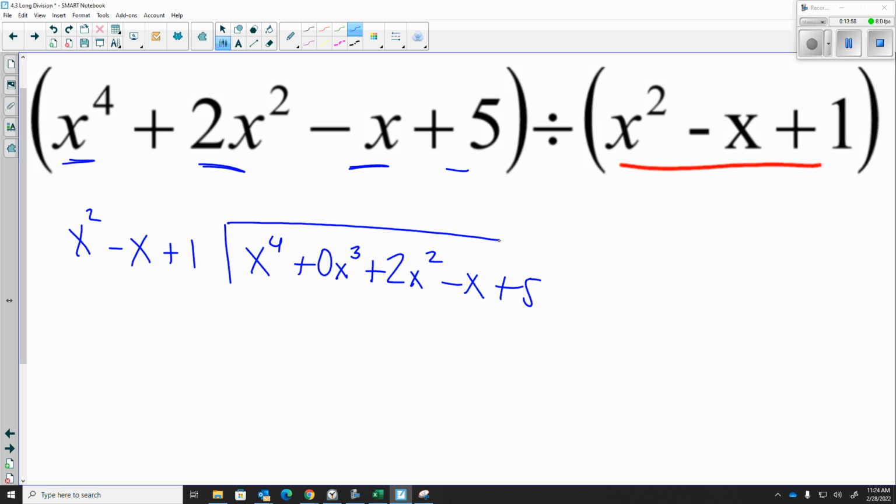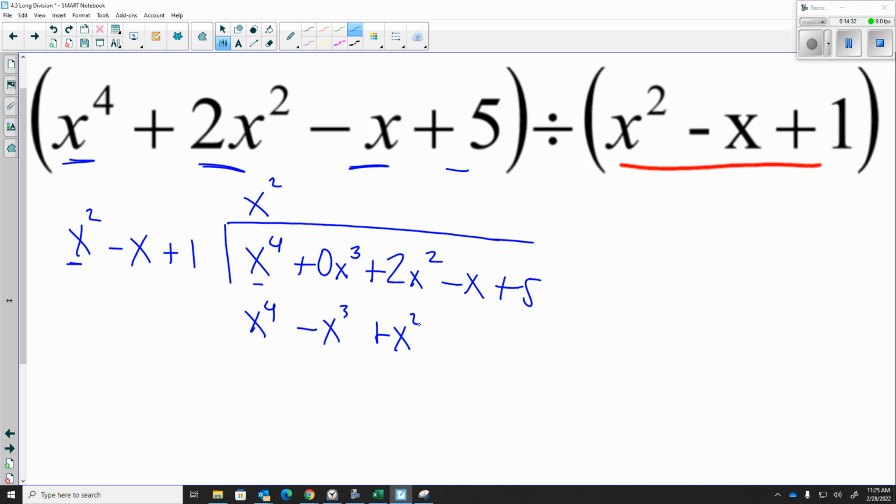All right. What do you need to multiply x squared by to get x to the 4th? Okay. So I got x squared. I'm going to multiply this by each of these pieces. Okay. X squared times x squared is x to the 4th. X squared times negative x is negative x cubed. X squared times 1 is x squared. Are we okay with that? No, really? Okay.